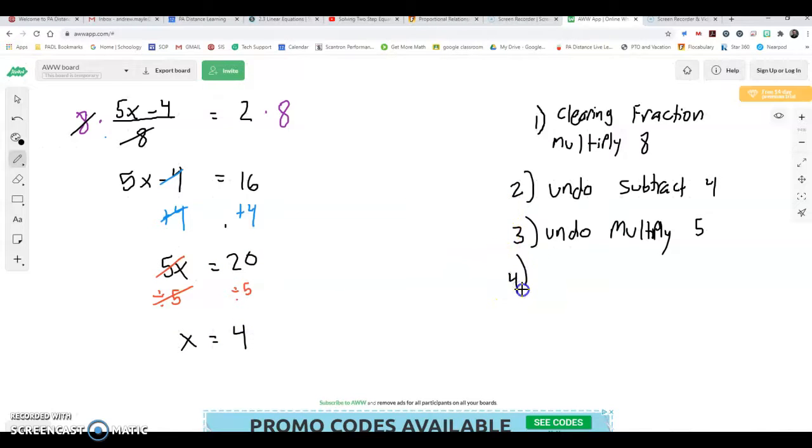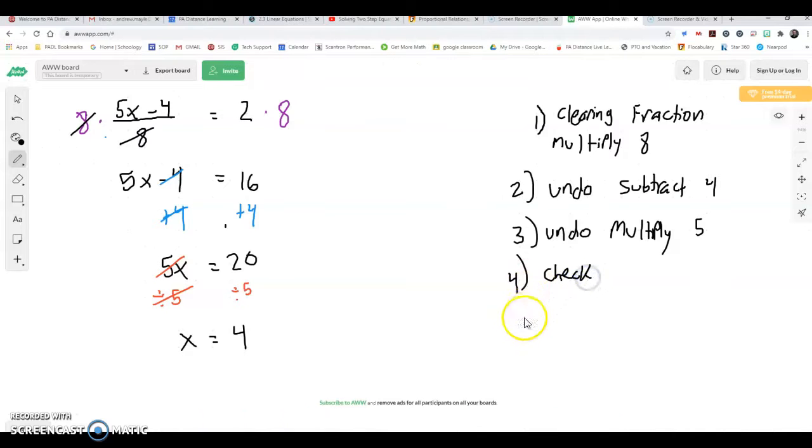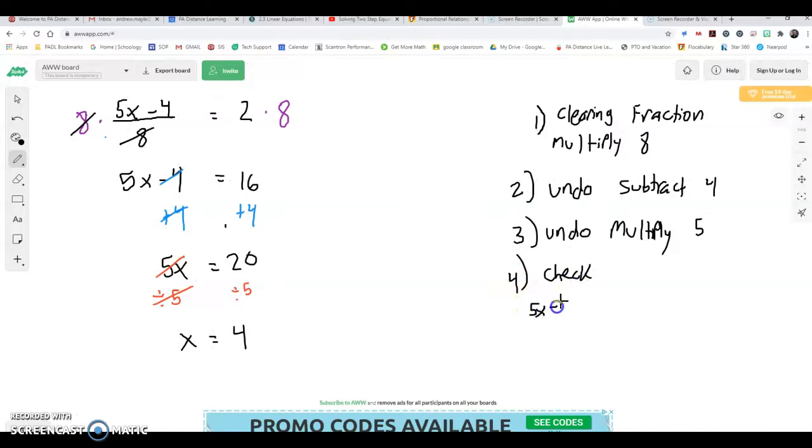Last but not least, we should always check to make sure our answer works. Remember that the original problem was 5x minus 4 over 8 is equal to 2. Take out the x, put 4 in its place. So is it true to say that 5 times 4 minus 4 over 8 equals 2? Well, multiplication comes first. 5 times 4 is 20, so now I have 20 minus 4 over 8 equals 2.